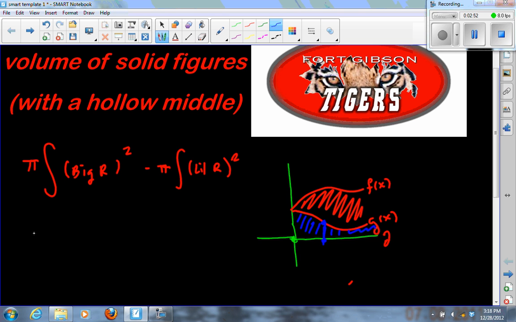So this one would be pi times the integral, let's say this is 10, from 0 to 10 of f of x squared. f is the big radius from the axis to the outermost edge, minus pi times the integral from 0 to 10 of the little radius, which would be g of x squared. Whatever these formulas are is what you would actually square and integrate, and that's how you would get your answer. So I'm going to do an example where it's tangible, like regular old functions.